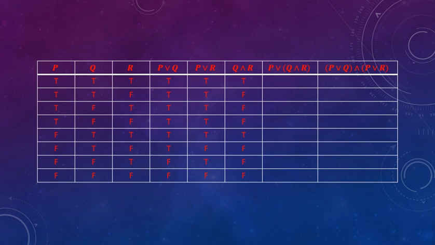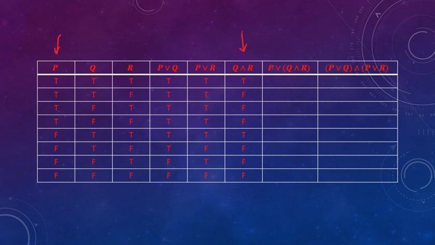So now we have all of the columns that we need and all of the truth values in those columns that we need to come up with the truth values for our two logical forms that we wanted to compare. So now we need P or Q and R. So we're taking the disjunction of our first column as well as the column that we just found.